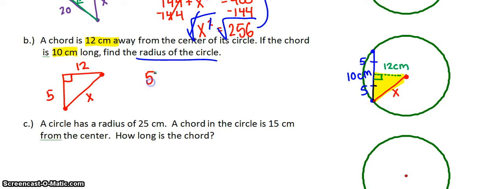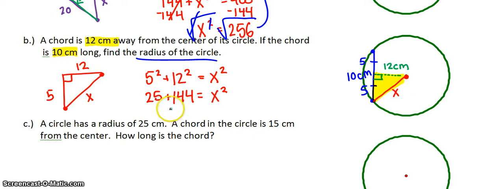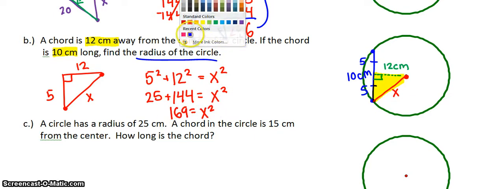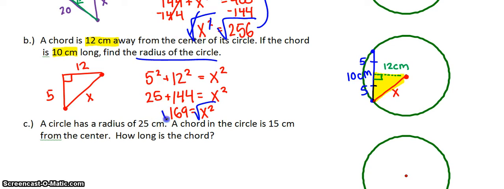In this case, you'll set up 5 squared plus 12 squared equals x squared, and solve for x. So 5 squared is 25, 12 squared is 144. And again, you can plug this in your calculator, but I know these off the top of my head. Add those together, you get 169 equals x squared. Again, to solve that, you're trying to get x alone. A square root undoes a square. Those cancel each other out. And the square root of 169 is 13. So x will equal 13.